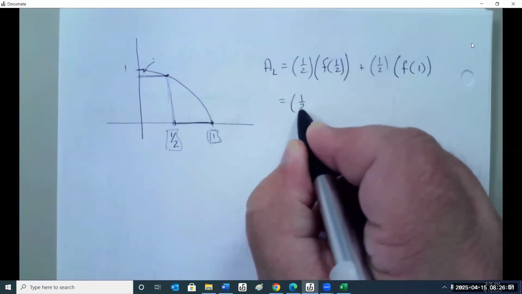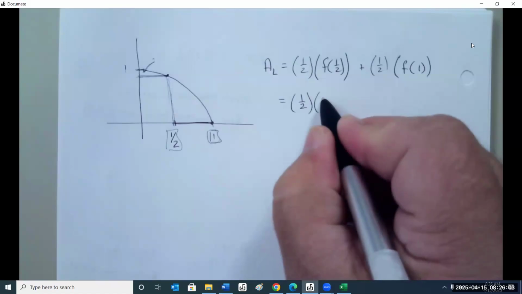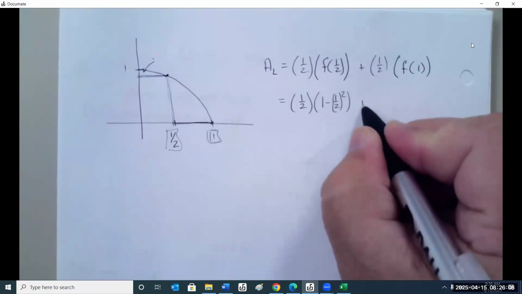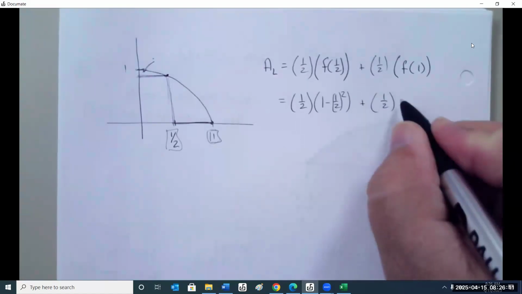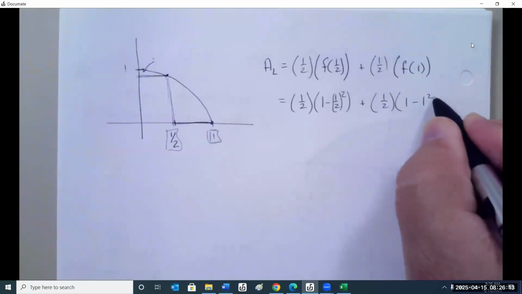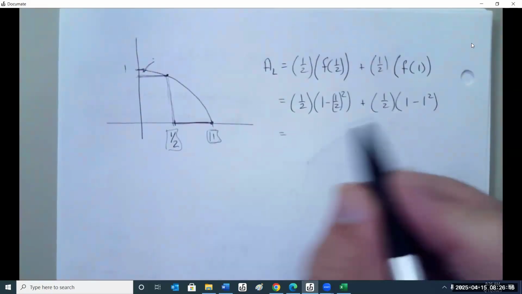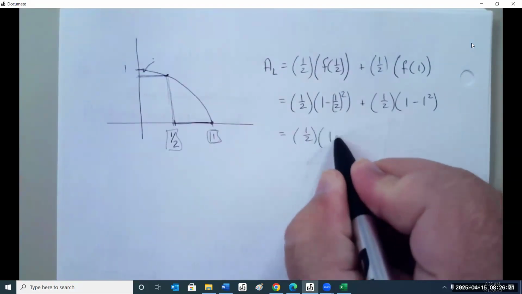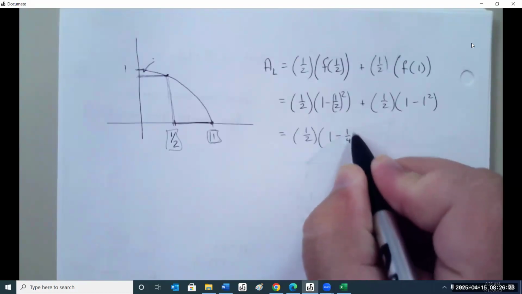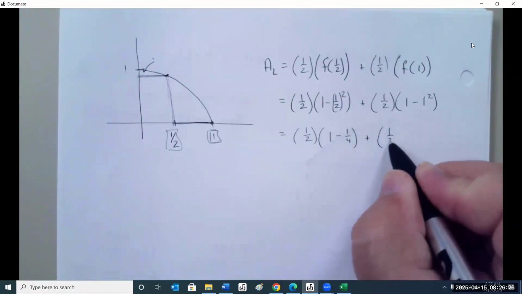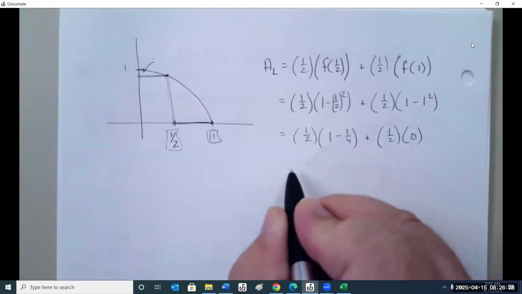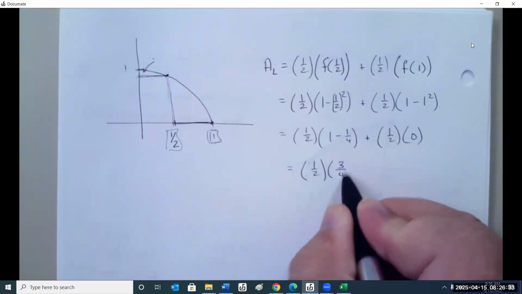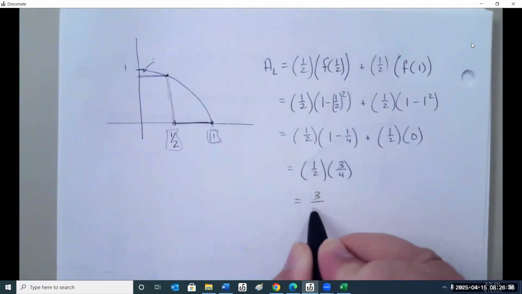We'll work it out. So we have 1 minus 1/2 squared plus 1/2 times 1 minus 1 squared. One minus 1/4, 1/2 times 0. So 1/2 times 3/4 is 3/8.